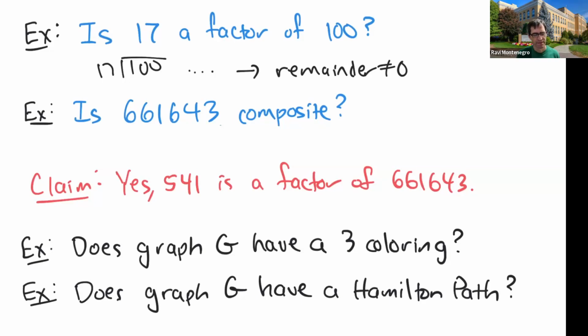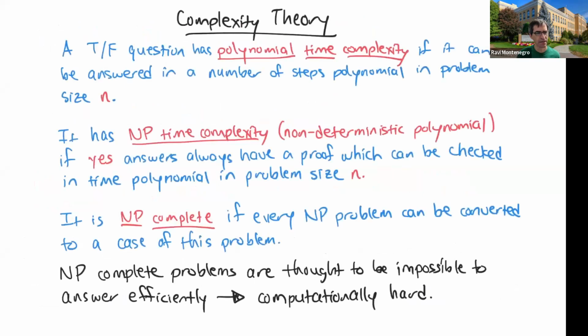Some time ago, some mathematicians in India figured out a clever way to answer this that was efficient in the polynomial sense, but it's not at all obvious. It took decades for people to find that. So let's instead talk about NP time complexity. You recall that NP means maybe you can't find the answer easily, but you can check it.